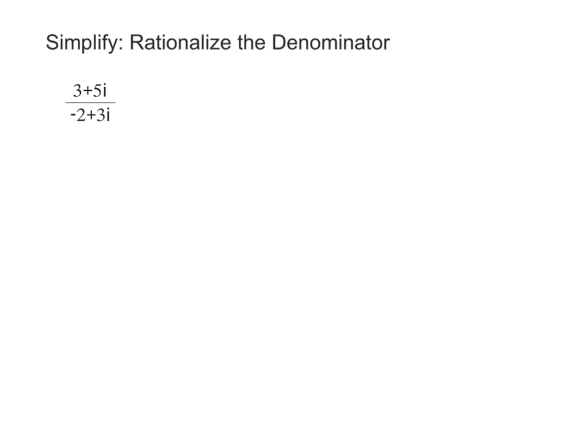Let's do it again with something slightly more difficult. 3 plus 5i over negative 2 plus 3i. We're going to multiply by the conjugate of the denominator, so negative 2 minus 3i. And that happens in the denominator and also in the numerator. Now we're going to have to FOIL the numerator instead of just distributing.